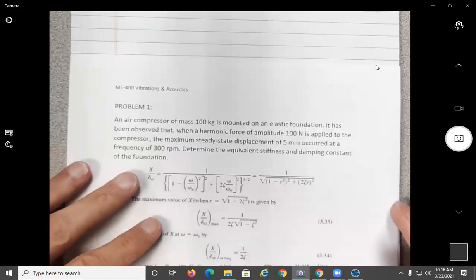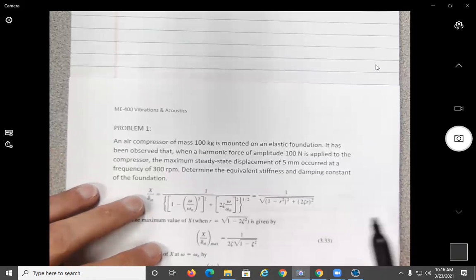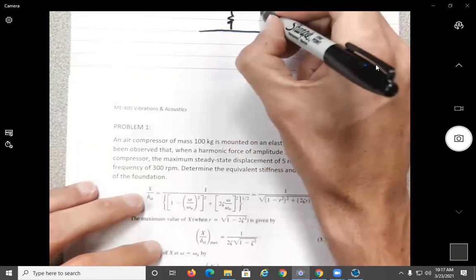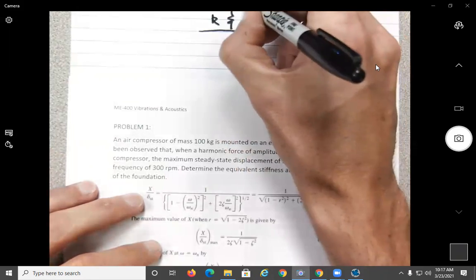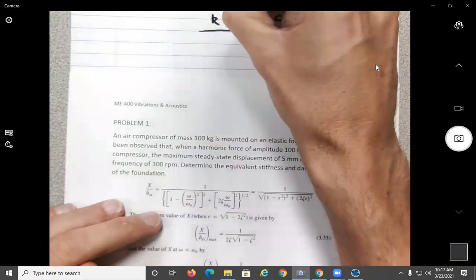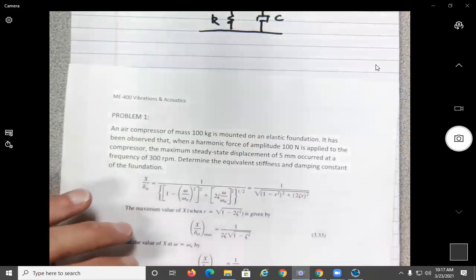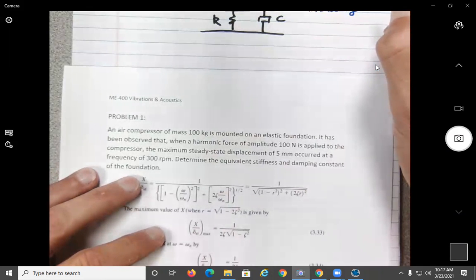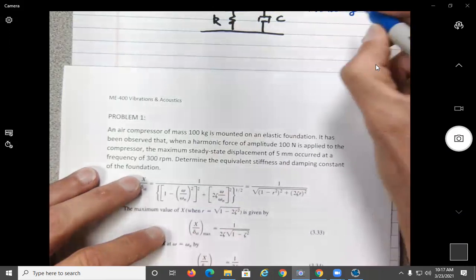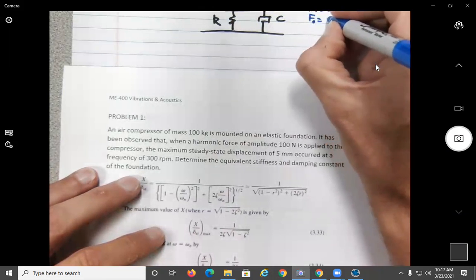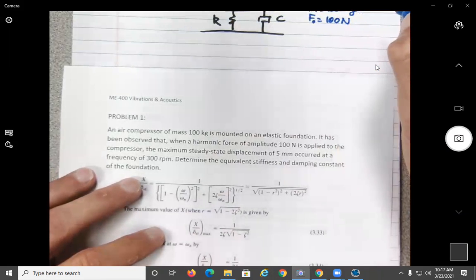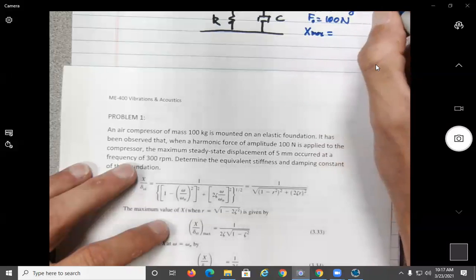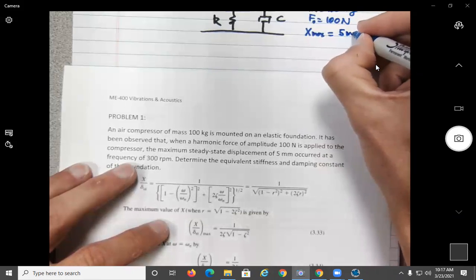Okay, so basically, this looks kind of like the other problem, but this time the damping will not be zero, no? So if we do the figure, it looks similar to the one we did before. So we have K, C, M, and the force vibration. And now what we have? M equal to 100 kilograms. When a harmonic force, so F sub naught equal to 100 newtons, is applied to the compressor, the maximum steady displacement, so X max this time, which probably ended up being X sub naught as well, will be 5 millimeters.